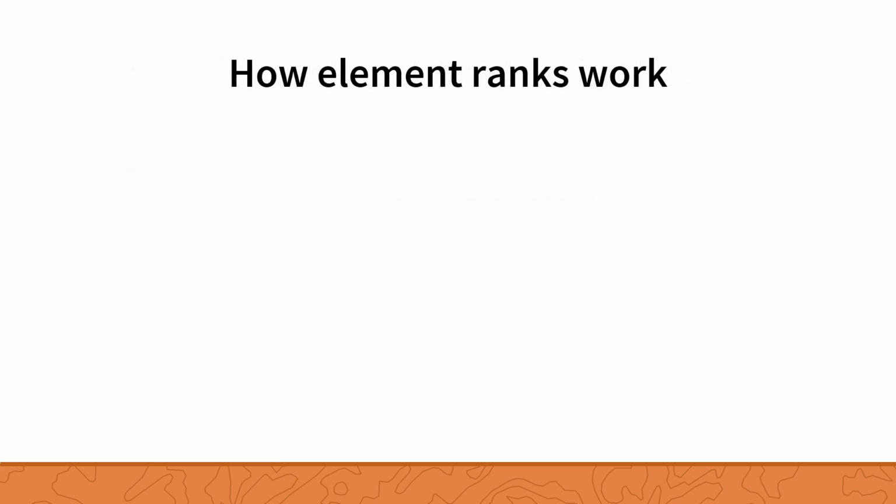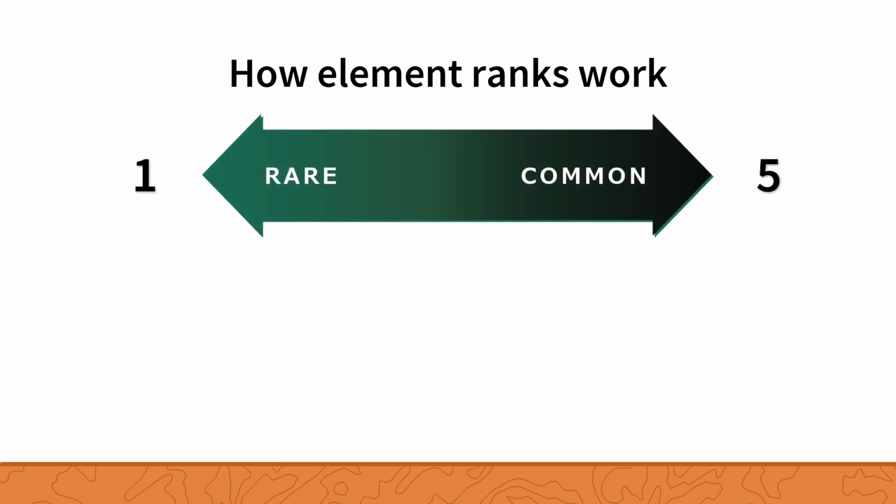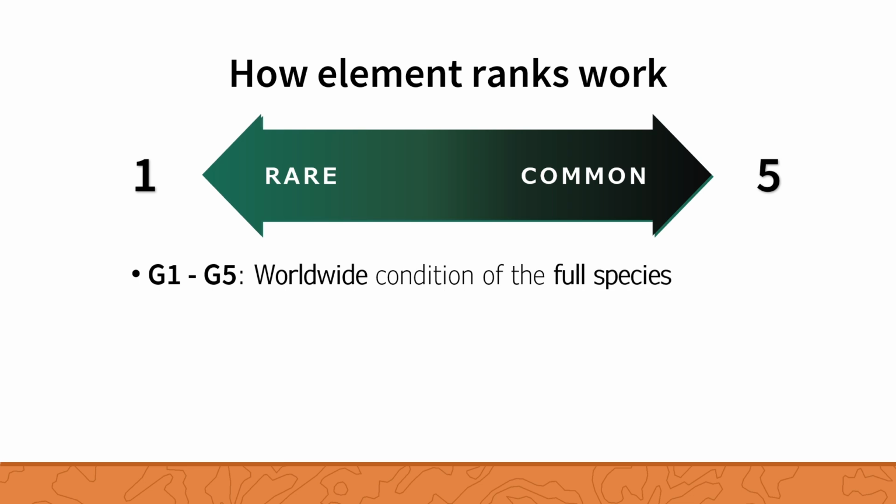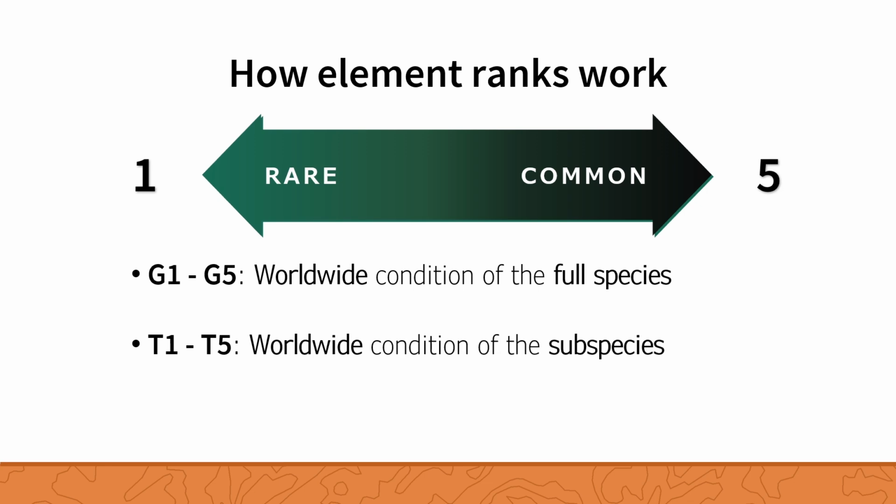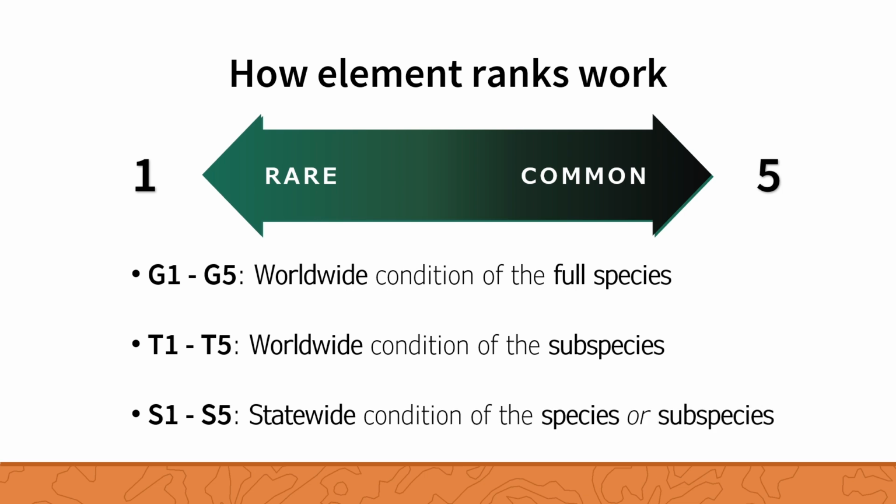So how does this element ranking number system work? The numbers range from 1 to 5, with 1 indicating the greatest level of imperilment and 5 indicating the least. The global rank, or G rank, describes the condition of a full species in its worldwide range. The taxon rank, or T rank, is used when an element we track is a subspecies, variety, ESU, or falls into some other category below the full species level. The T rank describes the condition of an element in its worldwide range. Finally, the state rank, or S rank, indicates the condition of an element within California, whether that element is a full species or is subspecific.